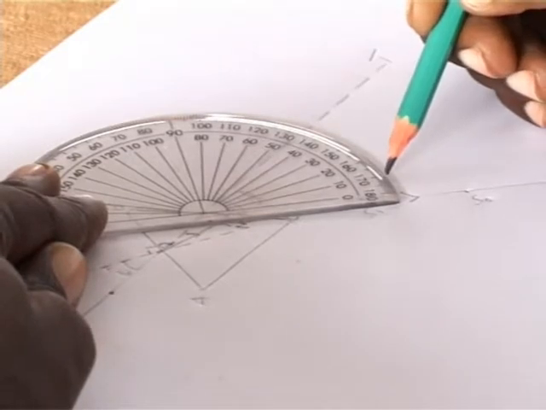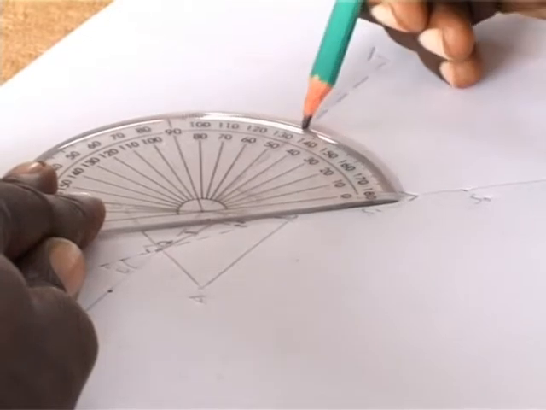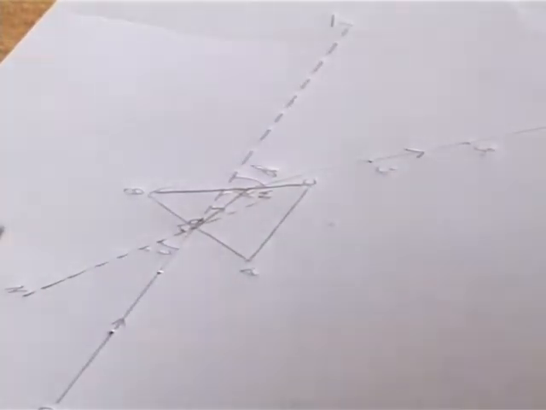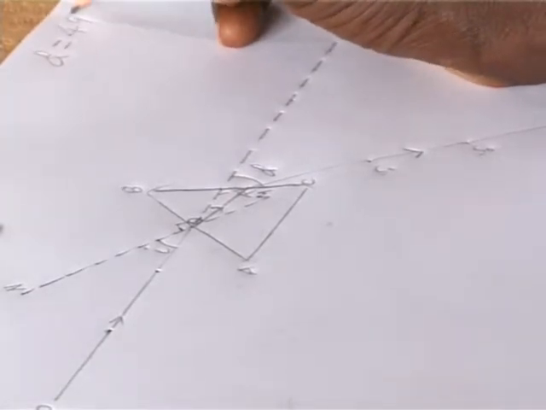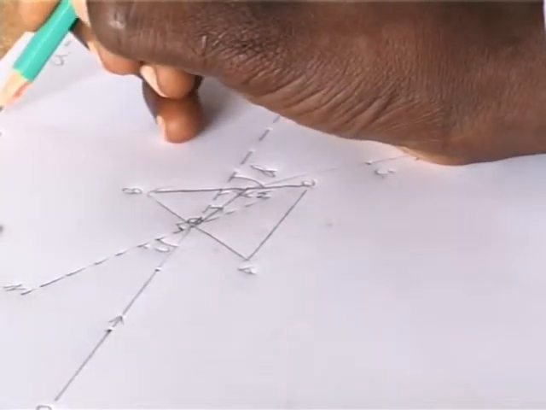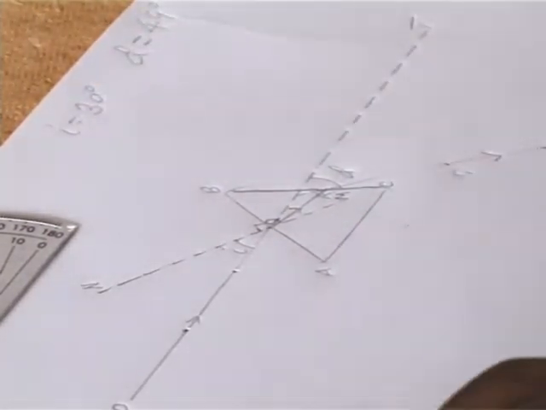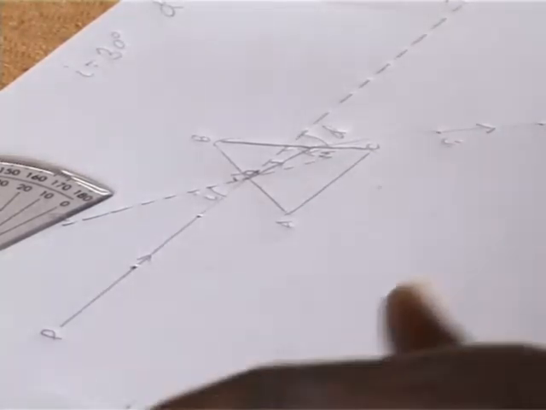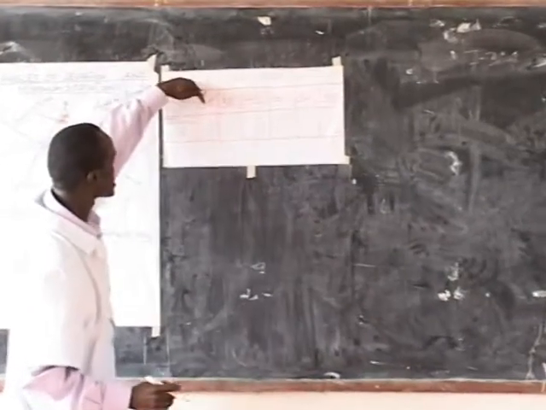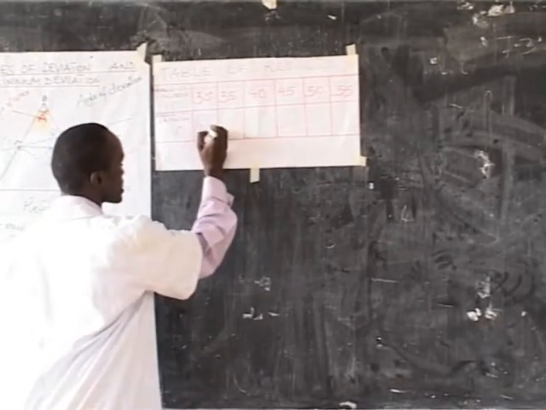Measure the angle of deviation. By using a protractor, the angle of deviation now is equal to 49 degrees, while the angle of incidence used was 30 degrees. After that, record the observations in the table. The angle of incidence was 30, the angle of deviation was 49.